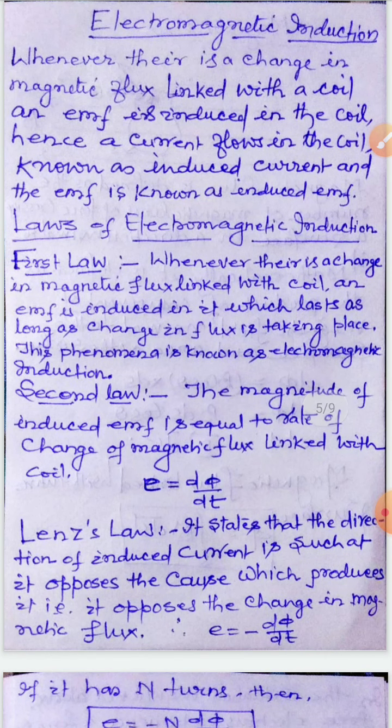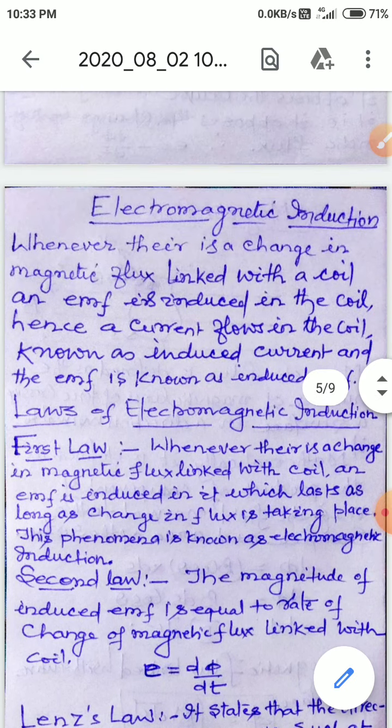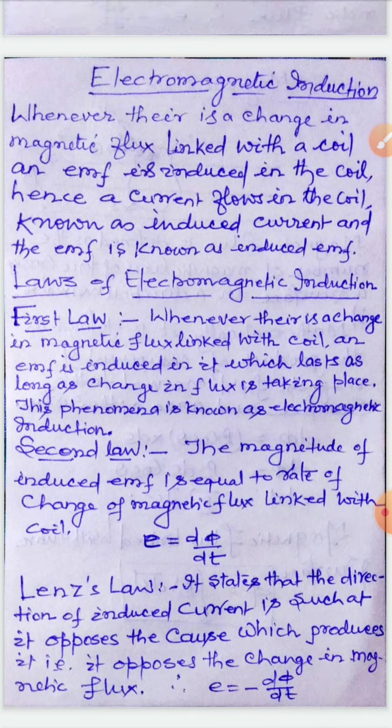Now what is electromagnetic induction? The discovery which was made by Michael Faraday and Joseph Henry, and the observations of their experiment, led to the laws of electromagnetic induction. Whenever there is a change in magnetic flux linked with a coil, an EMF is induced in the coil. Hence, a current flows in the coil known as induced current, and the EMF is known as induced EMF.